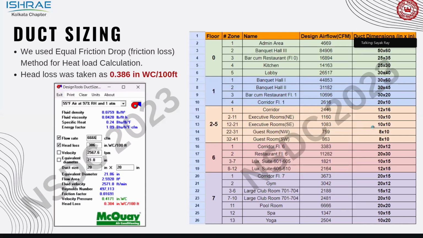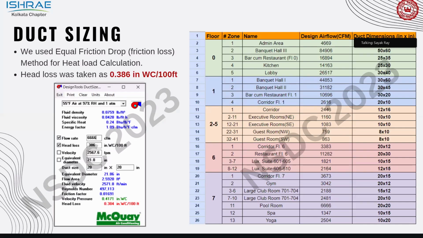The duct dimensions were calculated using this McVay duct sizer software. In this software, you have to input two things: the flow rate and the head loss. The flow rate can be calculated from the HAP software, that is the Hourly Analysis Program. The flow rate was calculated from that software, and we put that value in this McVay duct sizing software. And then for this equal friction head loss, we took the head loss as 0.386 inches of water column per 100 feet.